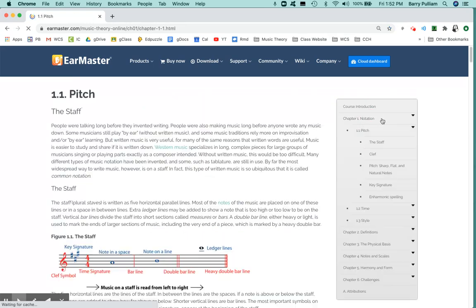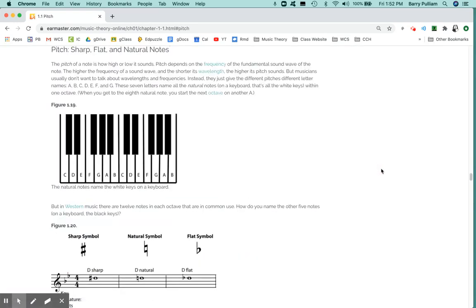So we were on notation, and we took care of the staff and clefs, and now we're going to look at pitch, sharp, flat, and natural notes. Let's see here. The pitch of a note is how high or low it sounds. Pitch depends upon the frequency of a fundamental sound wave. The higher the frequency of a sound wave, and the shorter its wavelength, the higher the pitch sounds. So, higher frequency, shorter wavelength is higher pitch. And the opposite is true. Lower frequency, longer wavelength is a lower pitch.